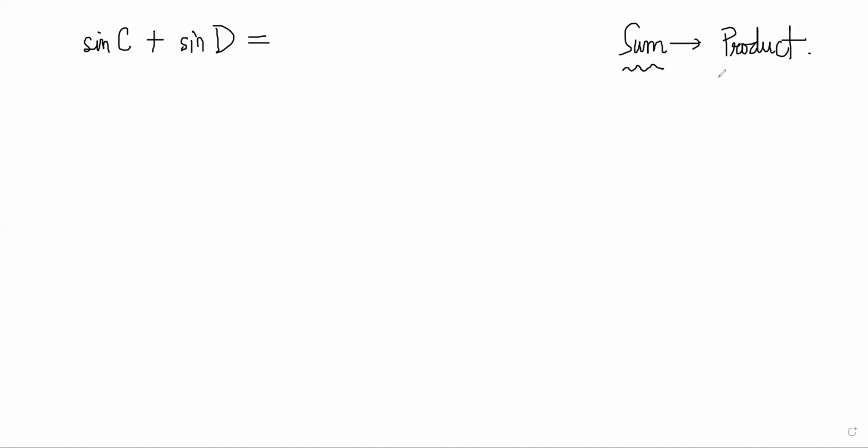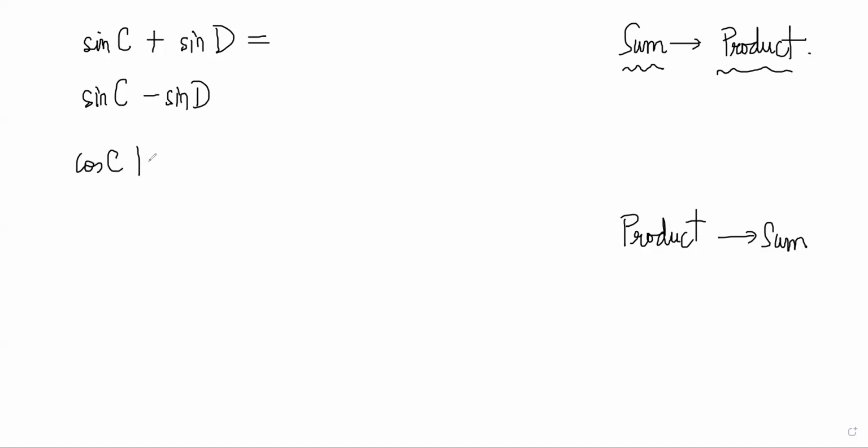Sum has to be converted to a product. We will also see the reverse, product to sum, but the more important ones are sum to product. For example, I could ask you what is sin C minus sin D? What is cos C plus cos D? What is cos C minus cos D? So the sum and difference of two trigonometric ratios, I want to write in terms of product. So how do we get those formulas?